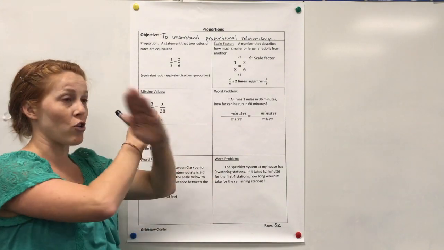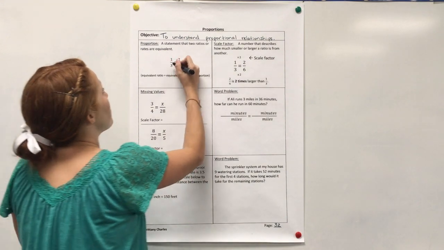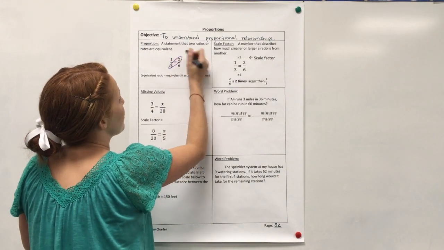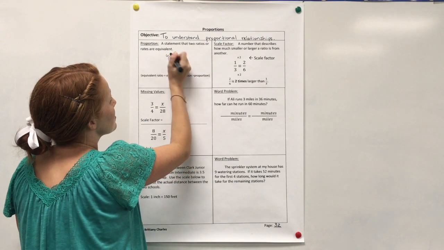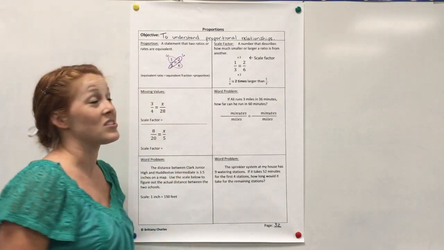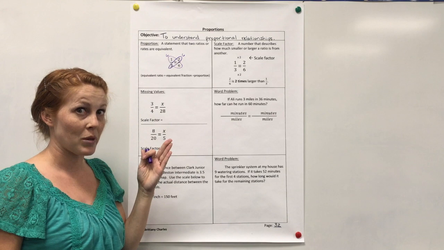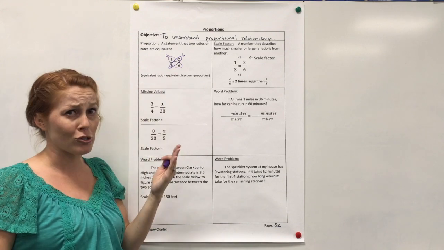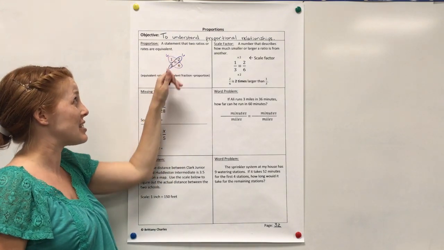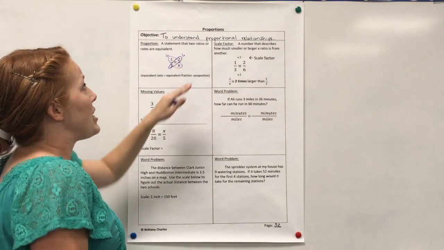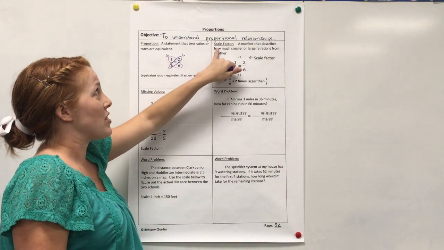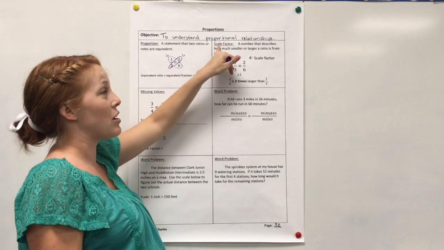Also, I could think about cross products. If I multiply 3 times 2, I get 6. If I multiply 1 times 6, I get 6. So that also tells me that this is a proportional relationship. So if I want to know if something's proportional, I'm really just looking to see, is this side equivalent to the other side?